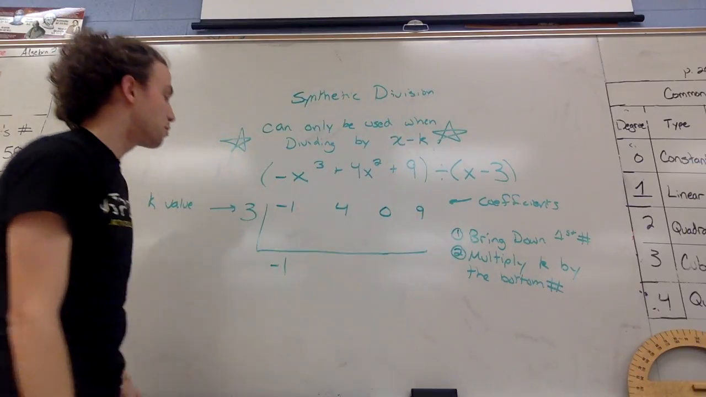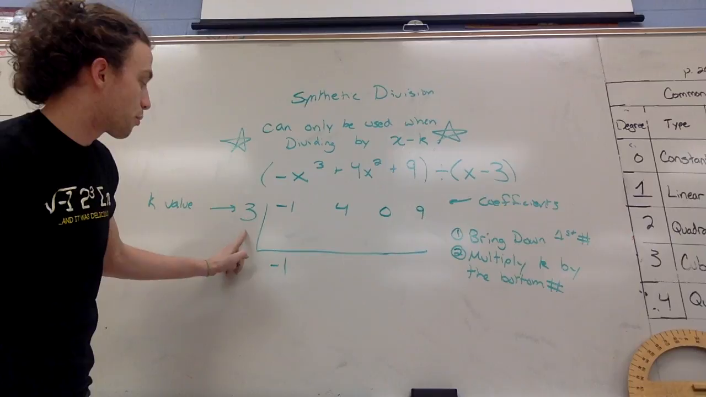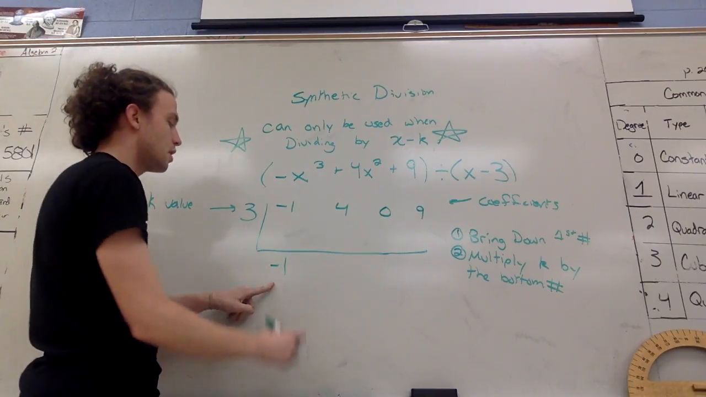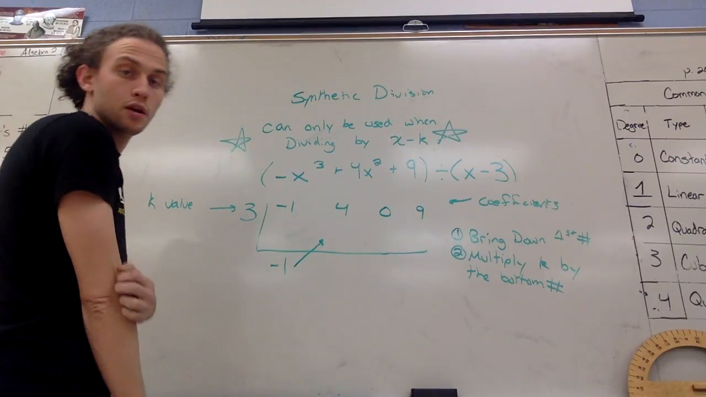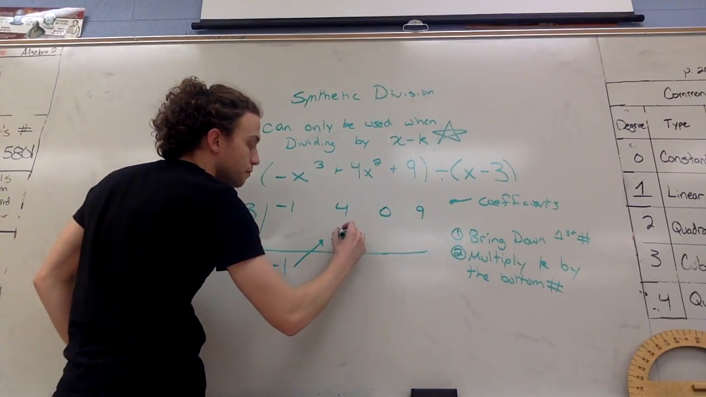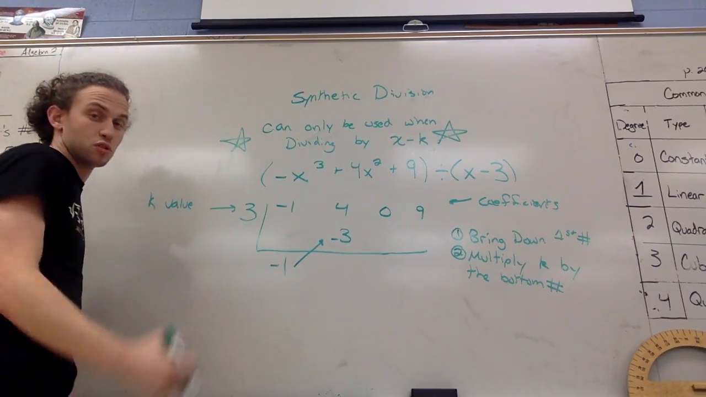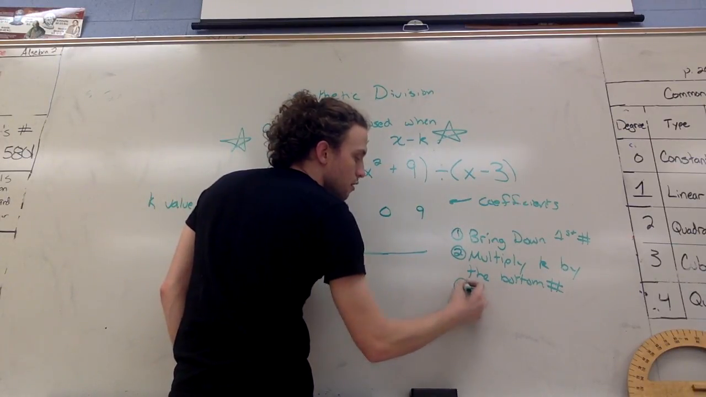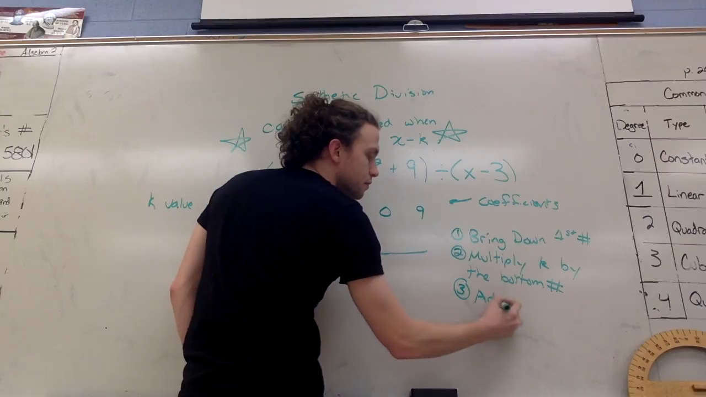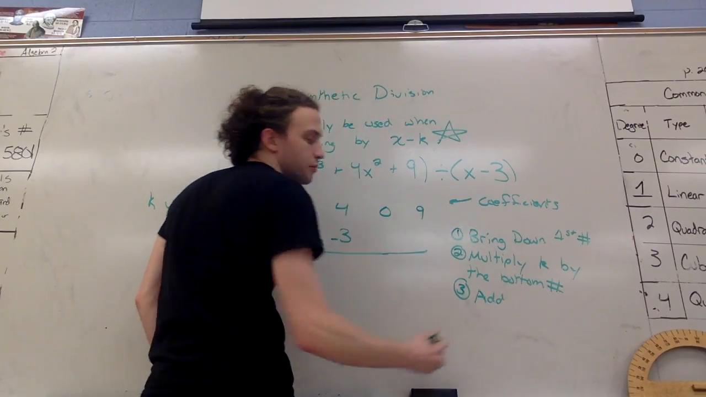So what I have to do is multiply 3 by negative 1, and I'm going to place that underneath this 4. So that gives me a negative 3. Okay. The third step is to add down, and then repeat steps 2 and 3.